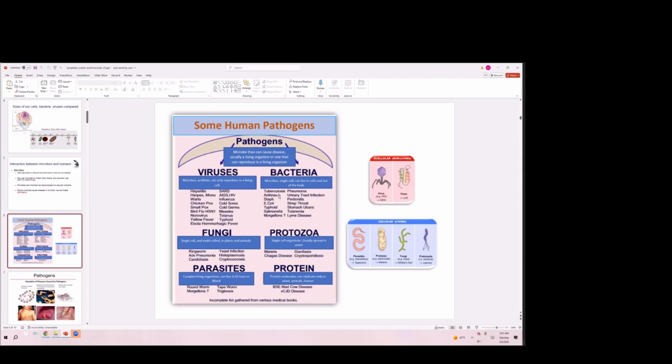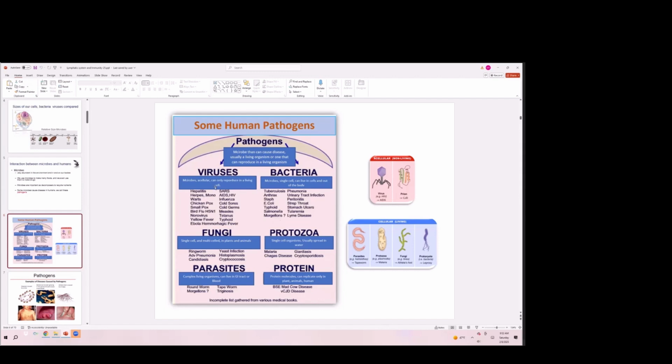We have tuberculosis, the one that makes people cough. We have anthrax, we have staphylococcus, we have E. coli. And if you hear E. coli, E. coli has different strains. A strain is like a different variation or mutation of it. Some of them will not cause problems for us. Some of them do. Salmonella.